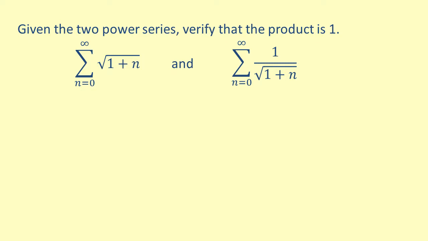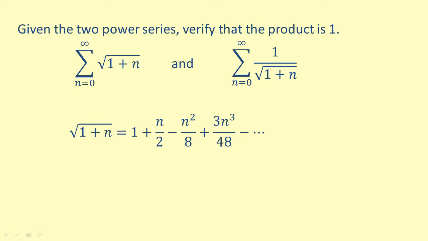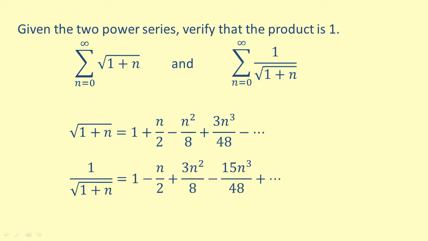The binomial series for the square root of 1 plus n is 1 plus n over 2 minus n squared over 8 plus 3 times n cubed over 48, and so on, following this pattern. The binomial series for 1 over the square root of 1 plus n is 1 minus n over 2 plus 3 times n squared over 8 minus 15 times n cubed over 48, and so on, again following this pattern.